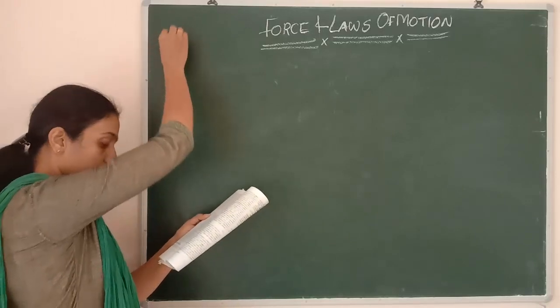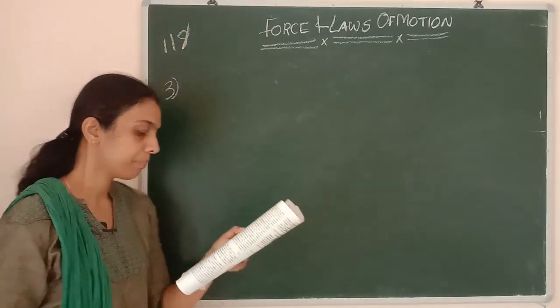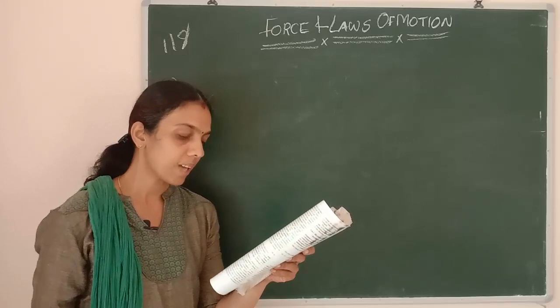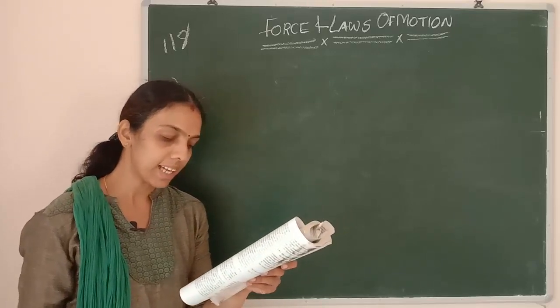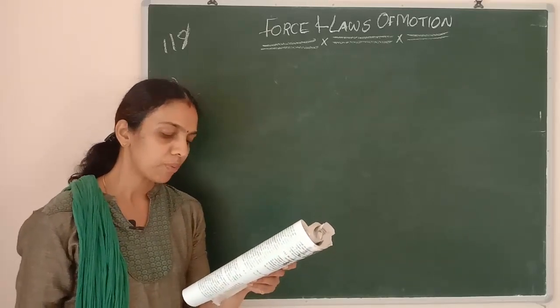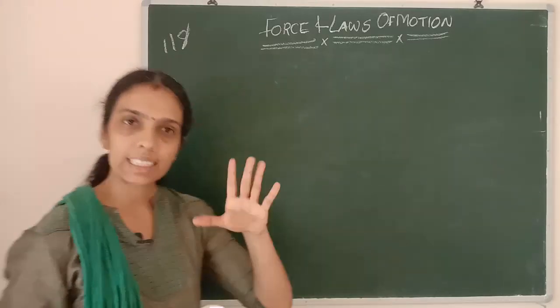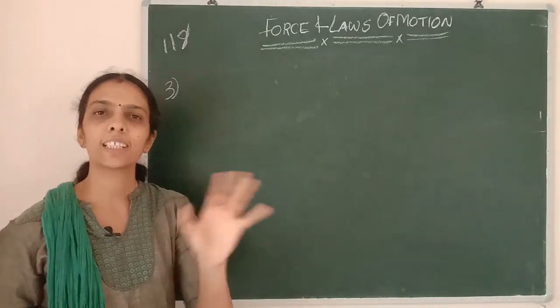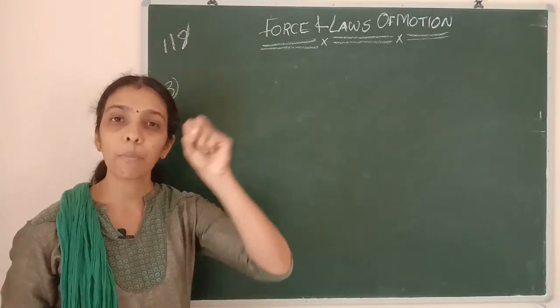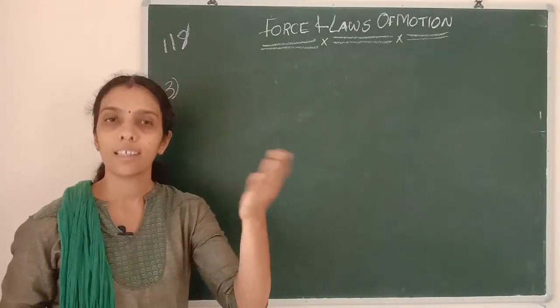Now the third one. The same page number only, 118. Explain why some of the leaves may get detached from a tree if we vigorously shake its branch. Okay, so a tree is there. We are vigorously shaking the branch. What will happen? Some of the leaves will fall down.